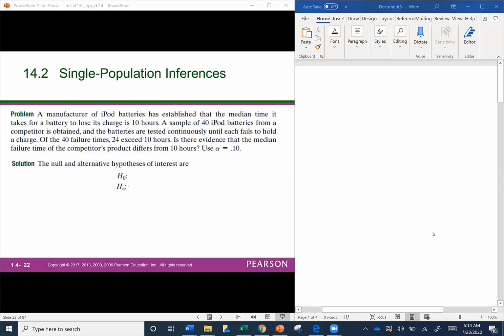Of the 40 failure times, 24 exceed 10 hours. Is there evidence that the median failure time of the competitor product differs from 10 hours? Use alpha 0.10. That is the problem in this equation.